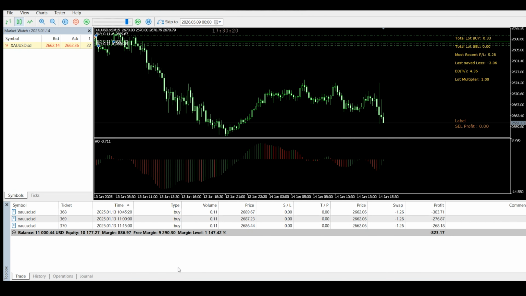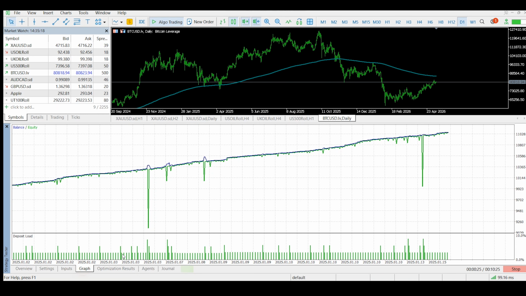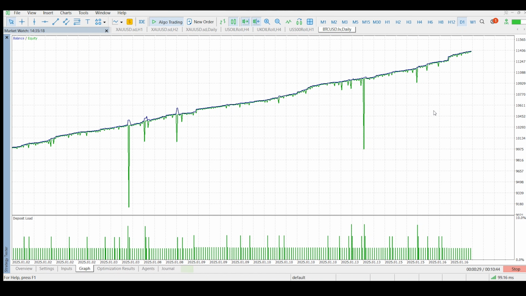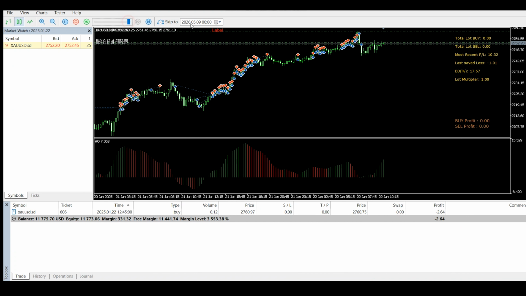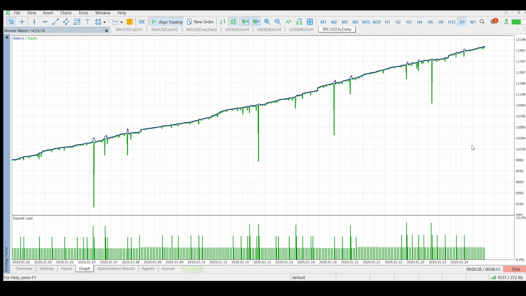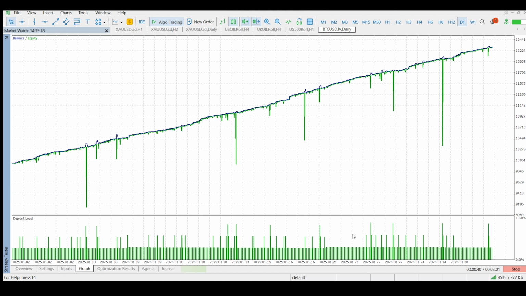This EA is built around a grid-based strategy, but instead of using a fixed distance for the first and next entries, it uses indicator signals to decide when to enter. So here, I'm going to backtest this old EA, which I built several years ago, over the most recent 1-year period, and we'll go through the results together.